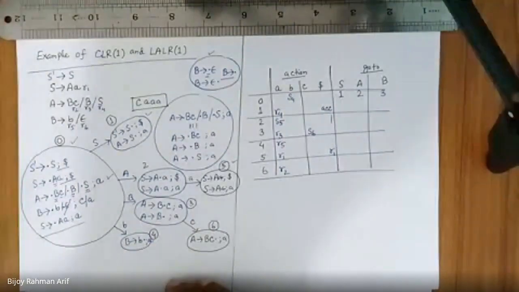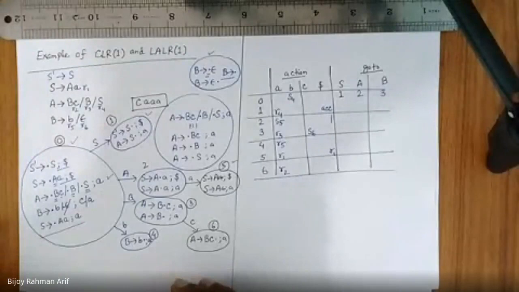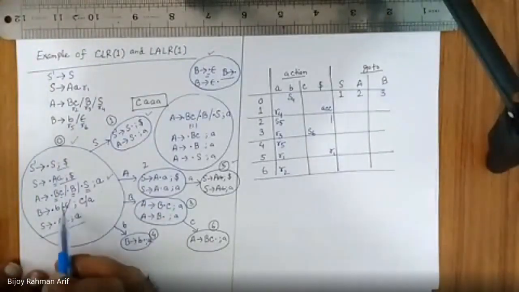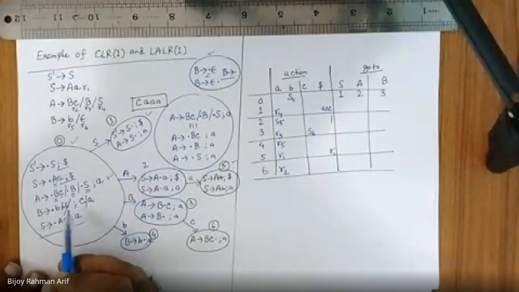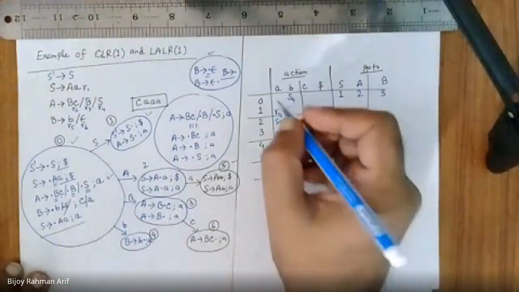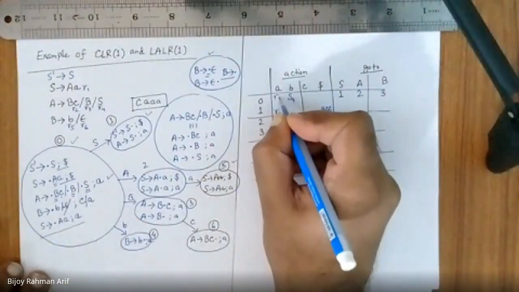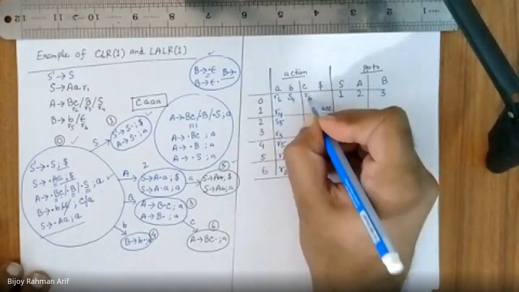Oh, I missed one of the productions. So let's fill up the production first. I think I missed rule 6. So rule 6 would be in state 0 and it would be on A and C. Right? A and C. So rule 6, rule 6.